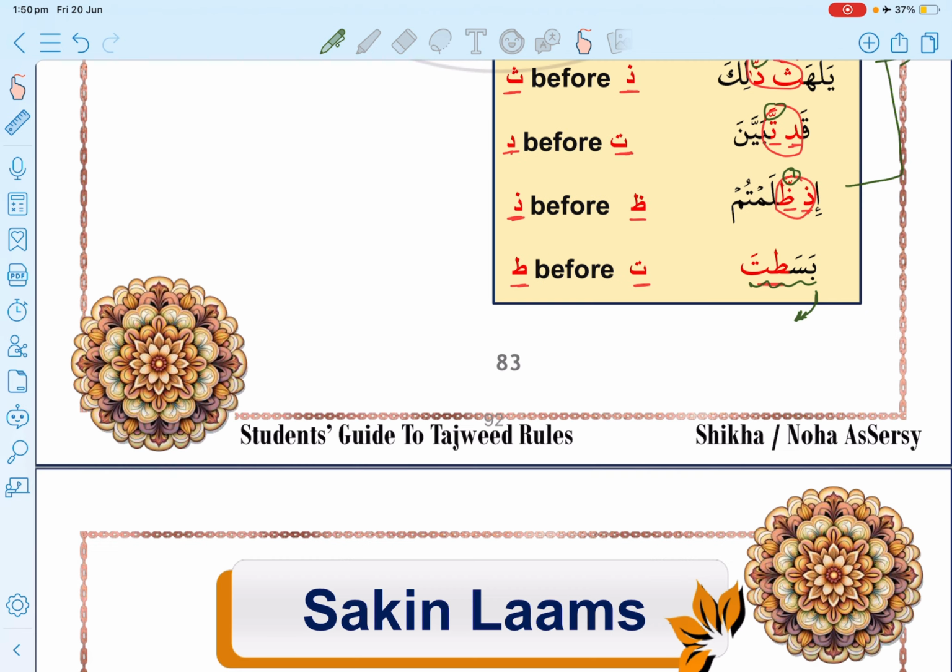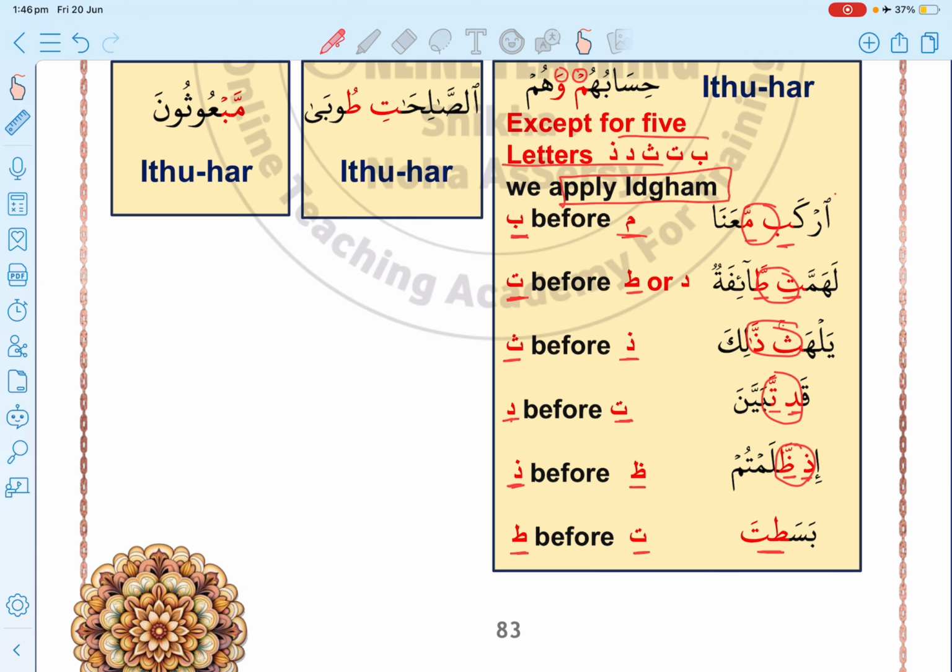بسطت. How will we pronounce بسطت? Okay, we have the ta and then the ta. So when we pronounce it, if we show heaviness and إطباق of the ta, and then we go to مخرج التاء, the tongue is going to مخرج التاء. So بسطت. This is the way we pronounce it.